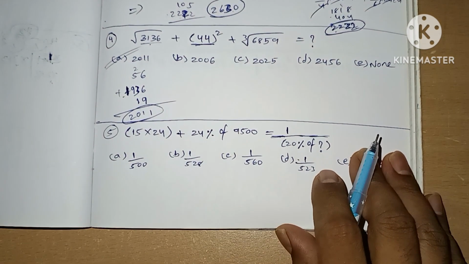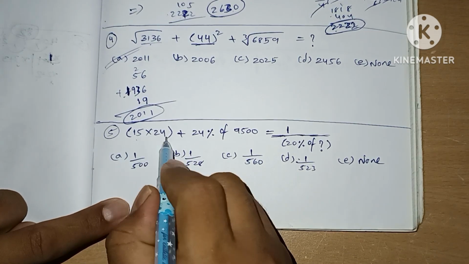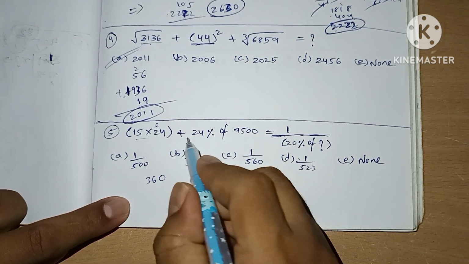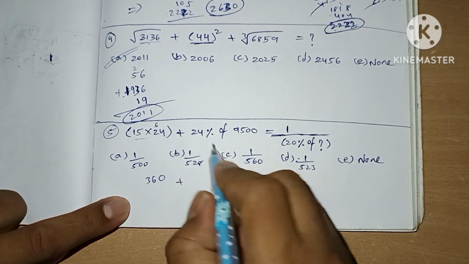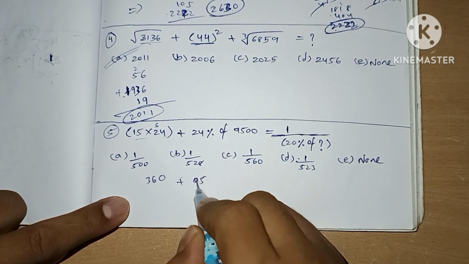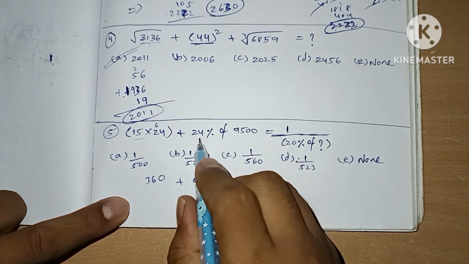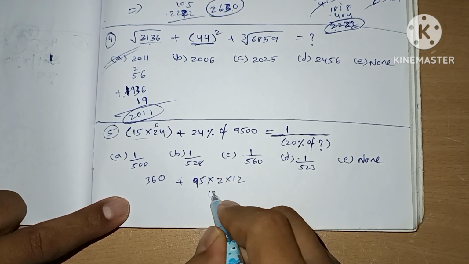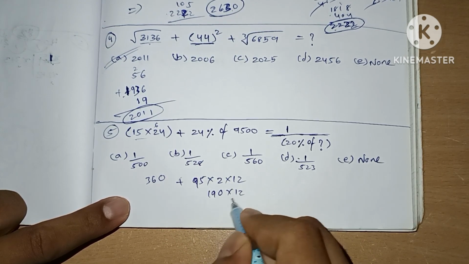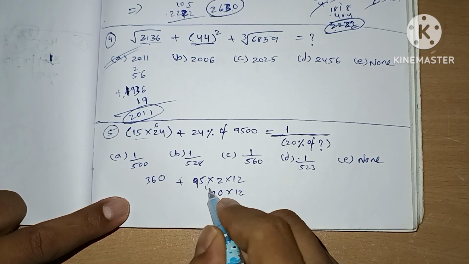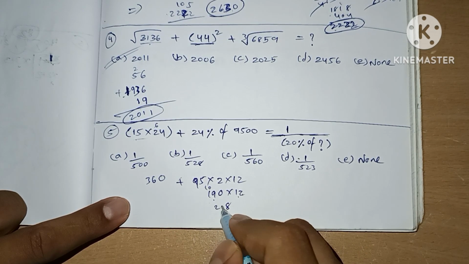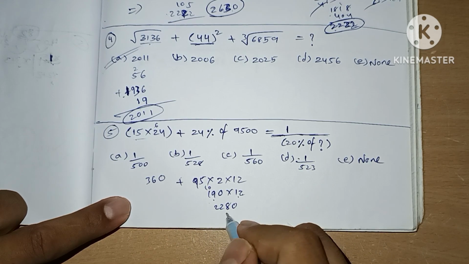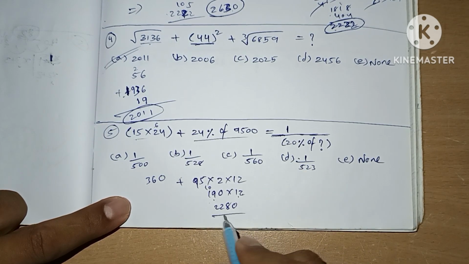Next one, last question. 15 times 4 is 60, 15 times 2 is 30, 360. This will be 95 into 24. I write 24 as 2 into 12. This will be 190 into 12. 12 times 9 is 108, 12 times 1, so 2280. Okay, from this one we get 2280.